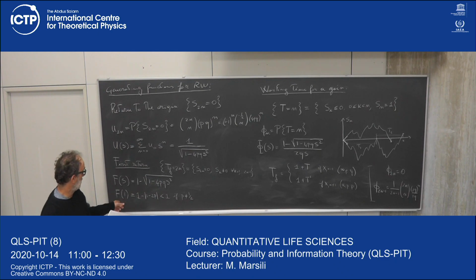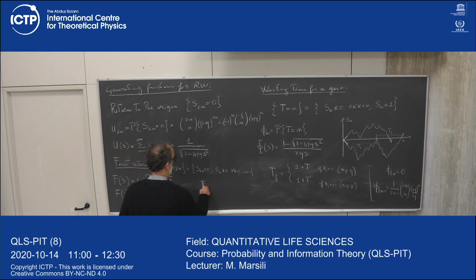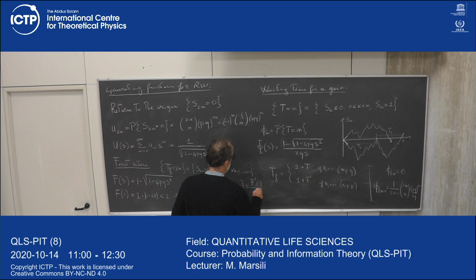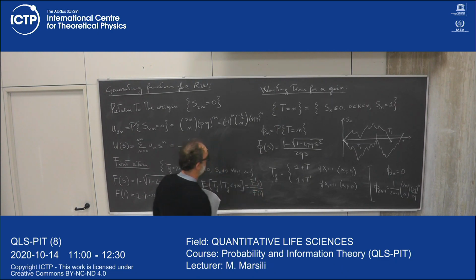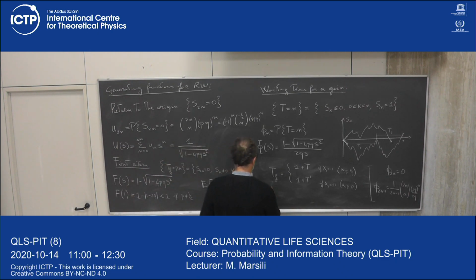And also, you can argue by the same argument as before that the expected value of the waiting time, the first return time, given that the first return time is finite, is equal to f prime of 1 divided by f of 1, as before. And you can do the calculation with this formula and find that this is 1 plus 1 over the absolute value of 1 minus 2p.